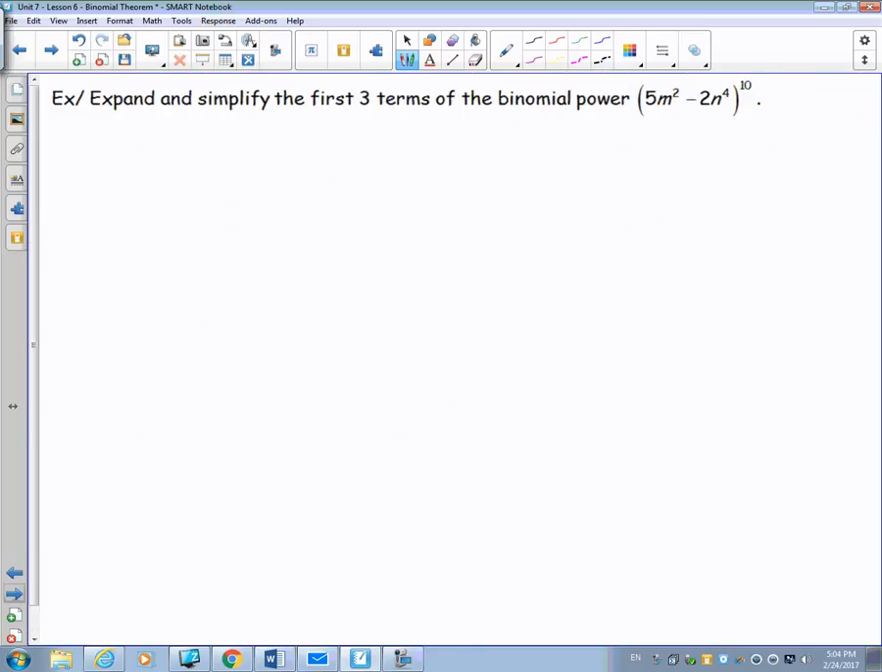Last question. What if we want to do parts of it? What if we don't need the entire expression? I don't want to write it all out, okay? But I can do that anyways. So I want to expand and simplify just the first 3 terms of this binomial power. Okay? That would be the 10th row.